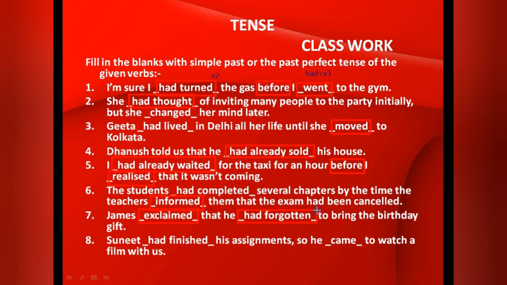Suneet had finished his assignment, so he came to watch a film with us. Okay, so means वो अपना assignment finish कर चुका था, इसीलिए वो हमारे साथ movie देखने आया. So he came to watch a film with us. Understood how to correlate these sentences? Both actions were done in the past, but still there is a difference. That's why in some places we have used simple past, in some places past perfect.